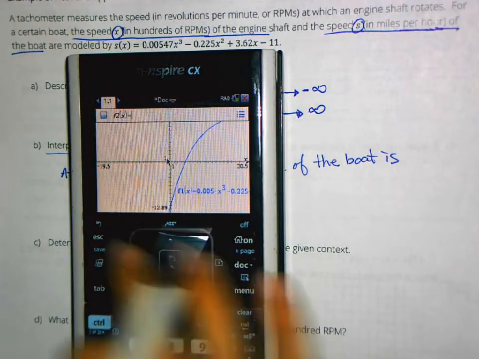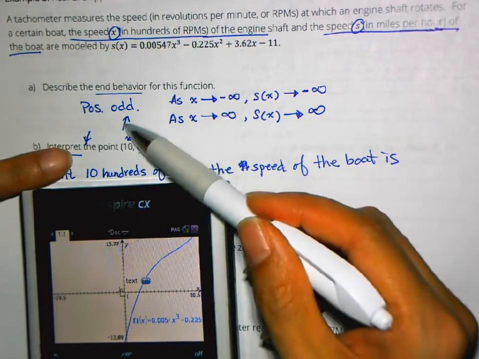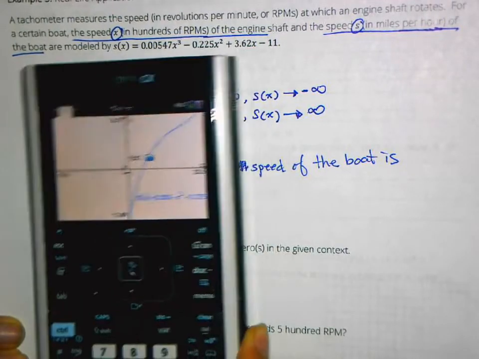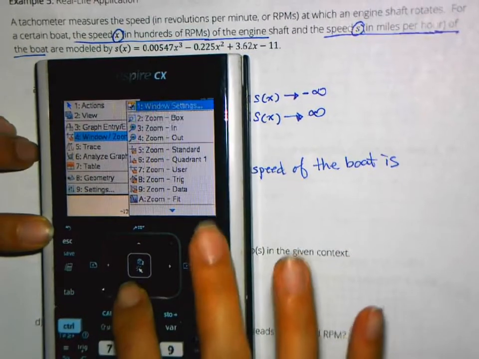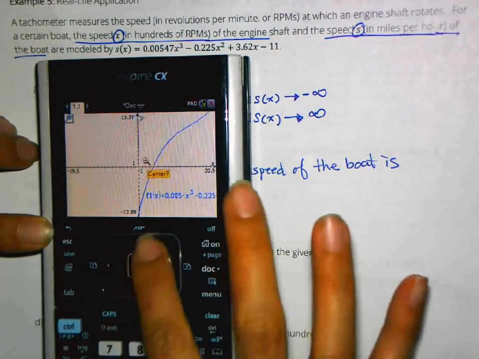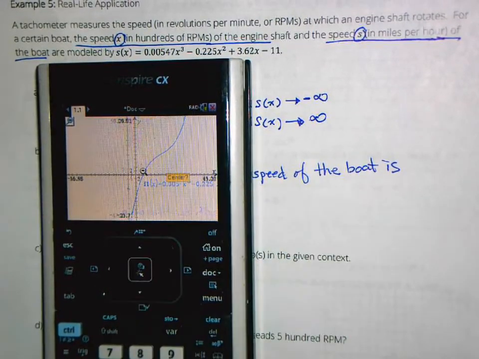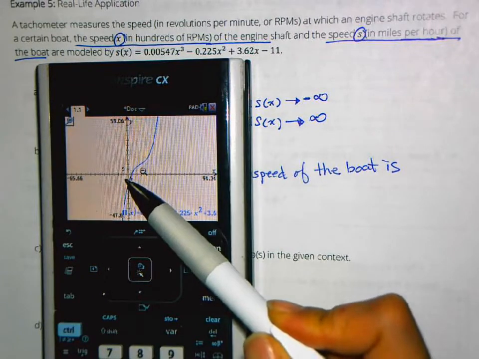Now remember, if you're looking at your end behavior, the right end of the graph has to go up, the left end has to go down. So when you're zooming out, keep that in mind. So menu, zoom out. Oh, this is looking much better. Okay, so now I can see where my zeros are. My zeros are where the graph hits the x-axis.